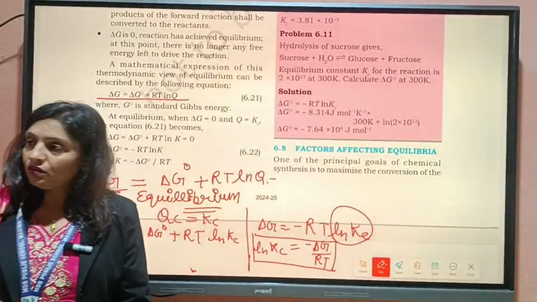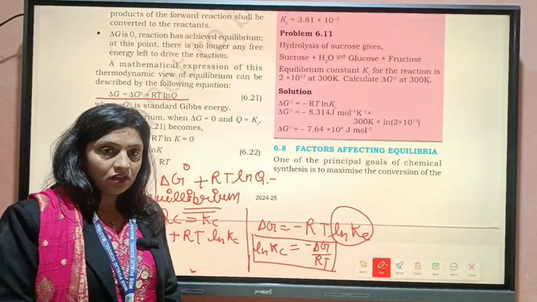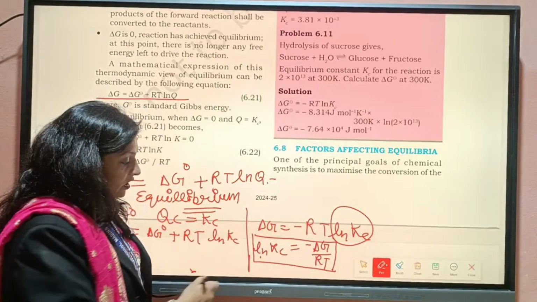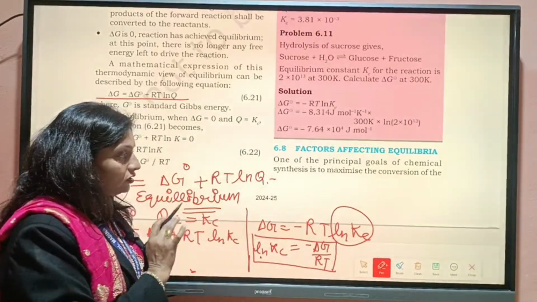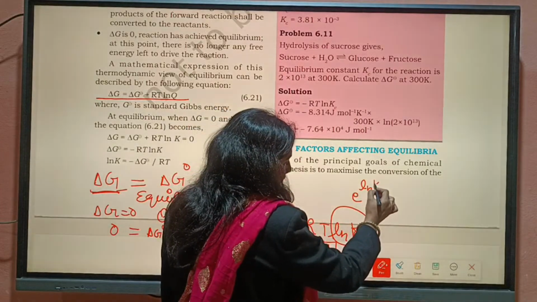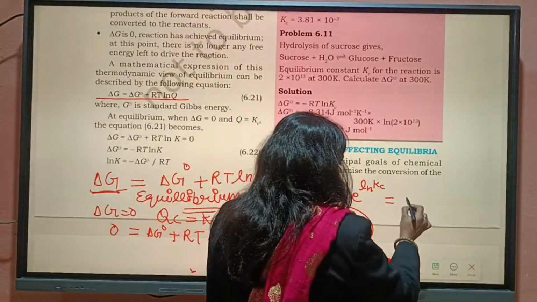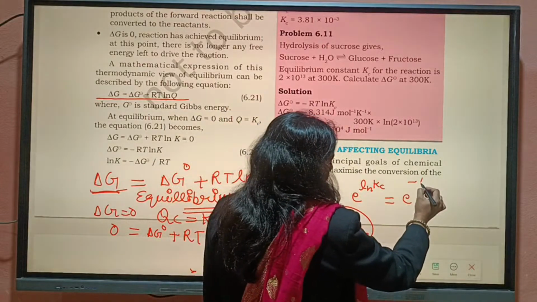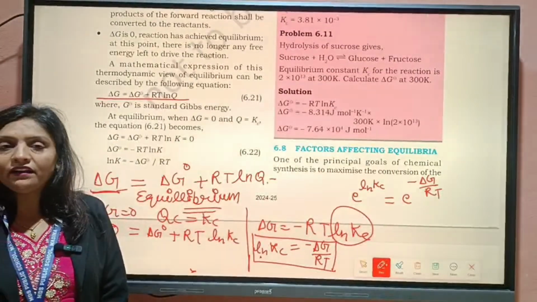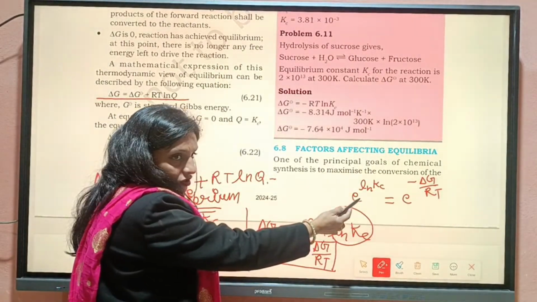Then students, by solving this we can take the exponential of both sides, meaning taking the anti-log. This is the natural logarithm. So take the anti-log. Anti-log means exponential of both sides: e raised to power ln Kc, this is the mathematical term, students, will be equal to e raised to power minus del G by RT. This exponential we can also call anti-log. Clear or not?